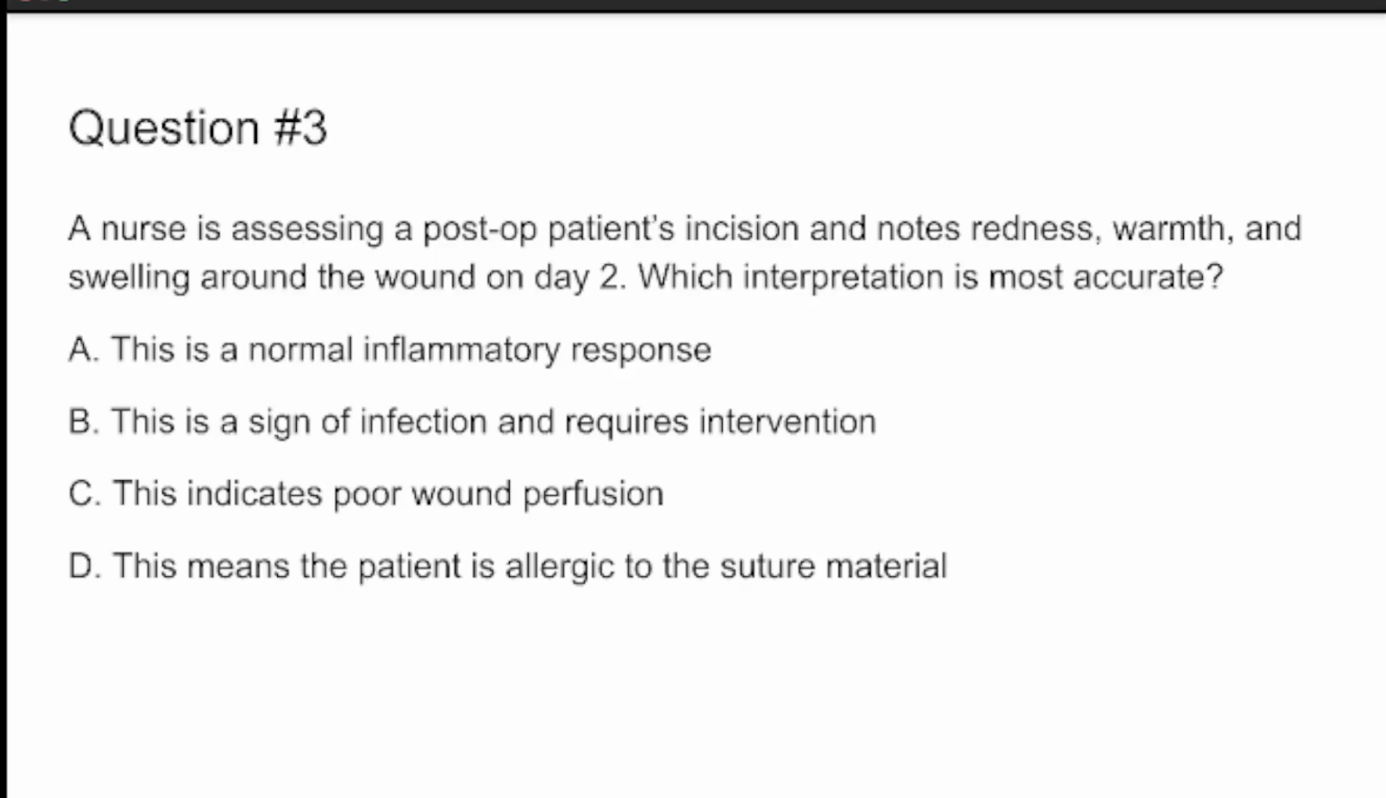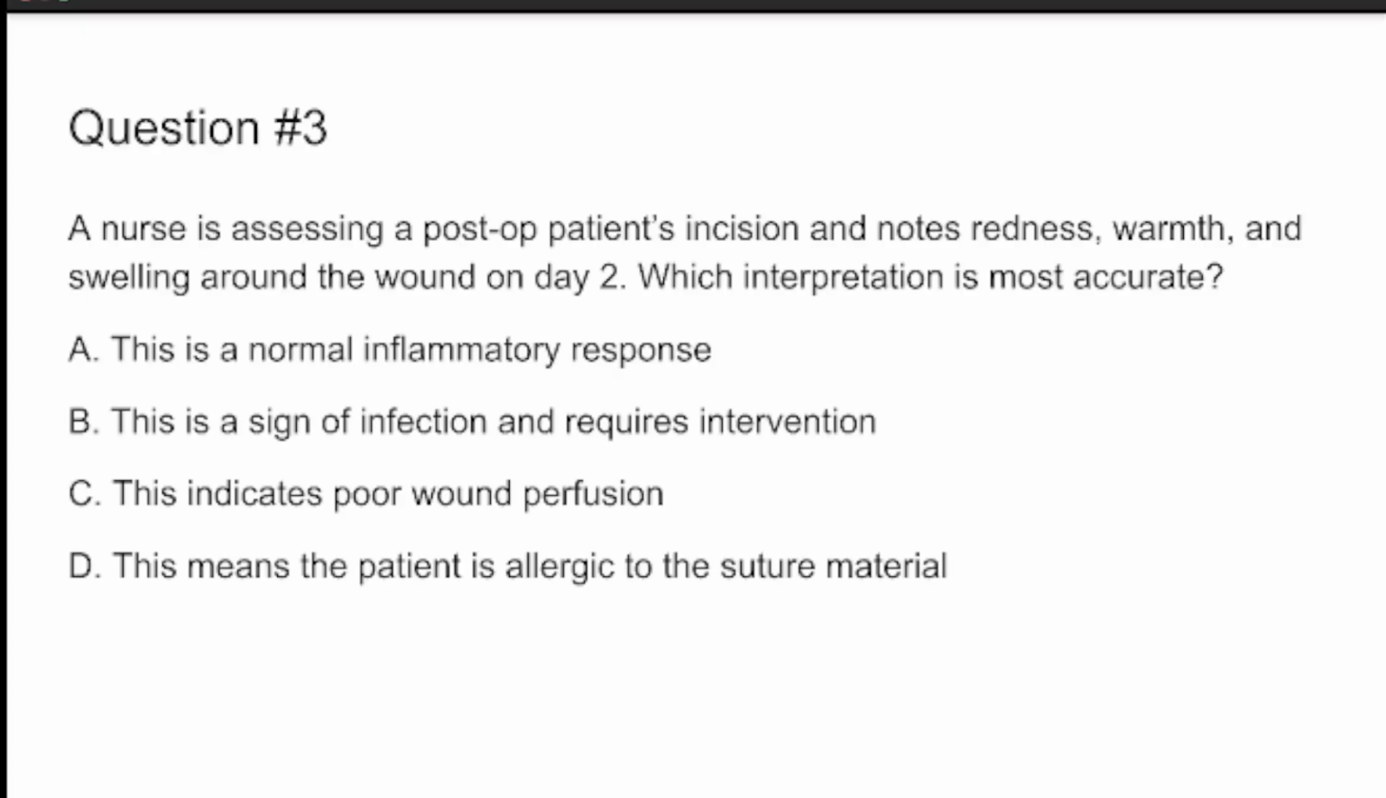Question three. A nurse is assessing a post op patient's incision and notes redness, warmth, and swelling around the wound on day two. Which interpretation is most accurate? A. This is a normal inflammatory response. B. This is a sign of infection and requires intervention. C. This indicates poor wound perfusion. Or D. This means the patient is allergic to the suture material. And guys, the correct answer here is A.